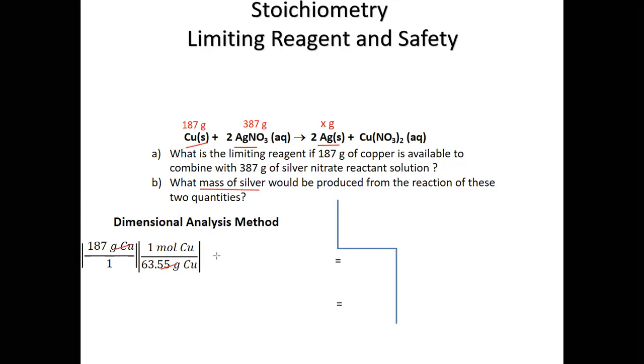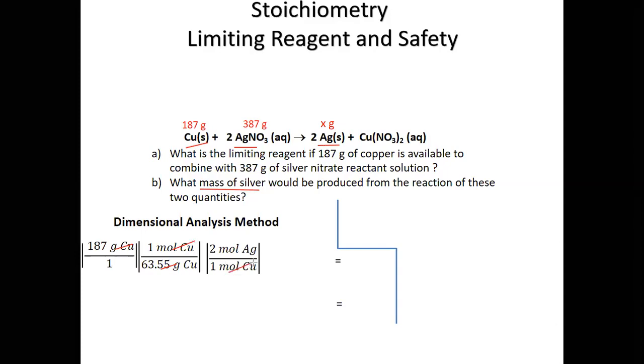Now, what that will allow us to do is use the mole ratio to turn it into the chemical we're interested in. Well, we're interested in silver right here. So we use the mole ratio to turn it into silver. Now we would have the mole quantity of silver.